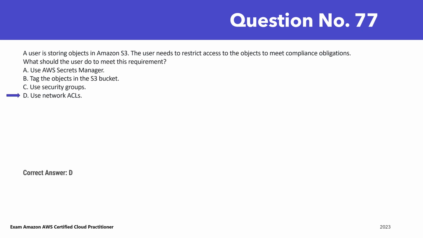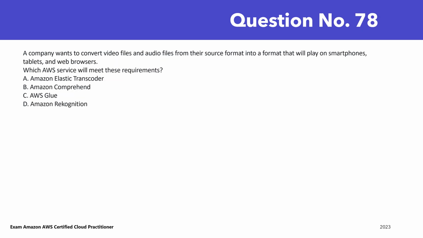A company wants to convert video files and audio files from their source format into a format that will play on smartphones, tablets, and web browsers. Which AWS service will meet these requirements? A. Amazon Elastic Transcoder. B. Amazon Comprehend. C. AWS Glue. D. Amazon Rekognition. Correct answer, A.